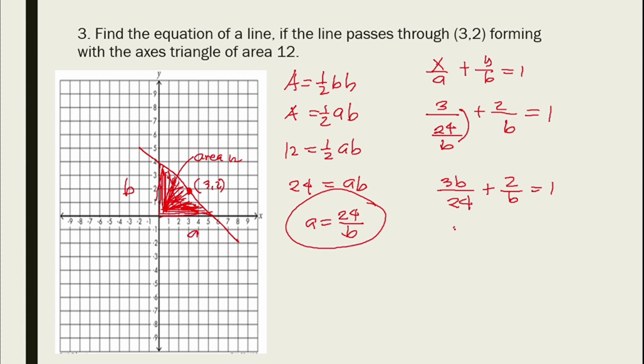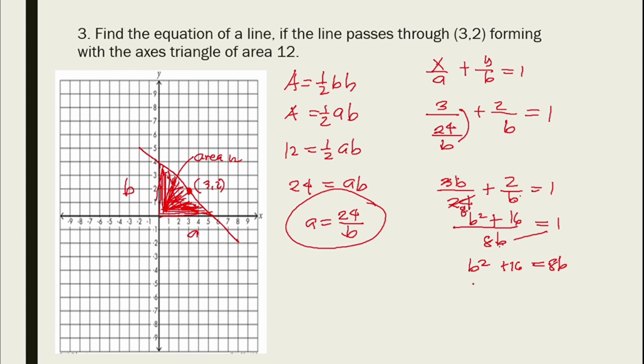Now take the LCD. We could simplify still: this is 8, so our LCD is 8B. 8B divided by 8 is B, times B, B squared. And this is plus 16 equals 1. So cross multiply: B squared plus 16 equals 8B.